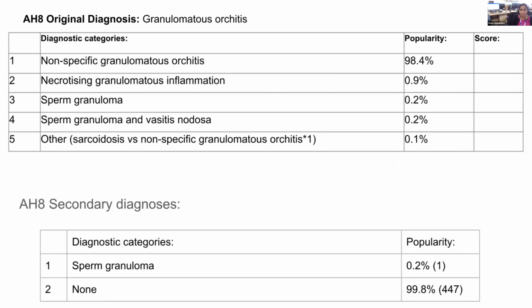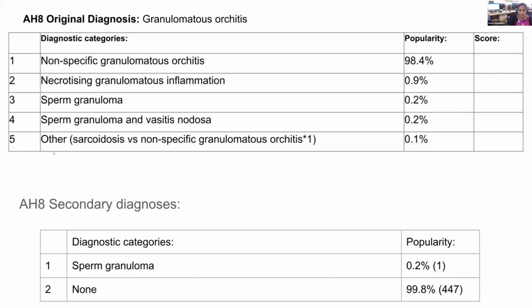So we had again 99%. So we are doing really good. Non-specific granulomatous orchitis got 99%. Necrotizing granulomatous inflammation. There was no necrosis, but can be a bit generous, you know. Sperm granuloma and vasitis nodosa. Couldn't see any spermatogenesis only, and not very sure whether I can justify these. Normally it happens after some trauma or vasectomy, around the vas or epididymis area, very rarely in the testis.